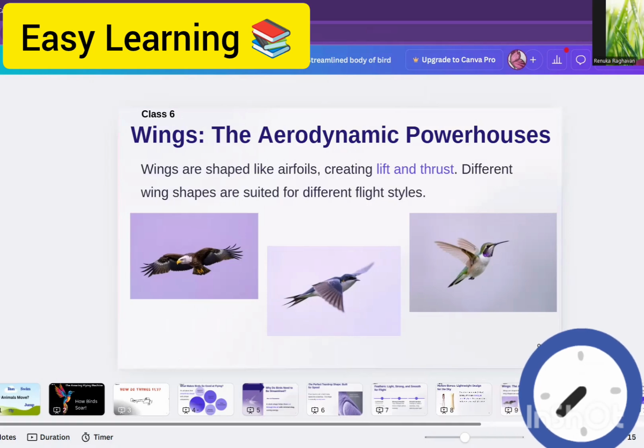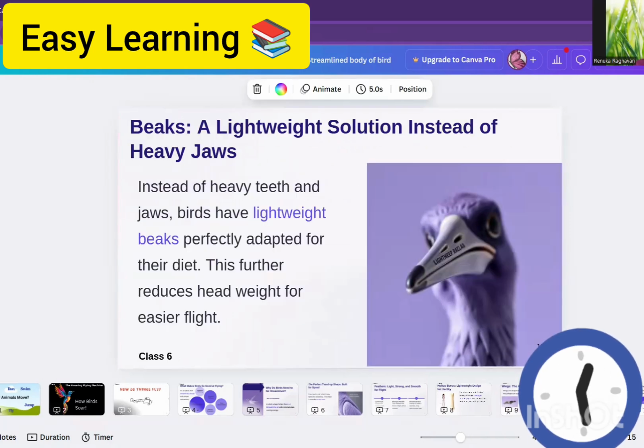And then the next part is the beak. This should be very light, because unlike other animals, they don't have teeth and jaws. They have the lightweight beak only. This beak is also helpful for them, because it reduces the head weight, so that it can make the bird fly in the air continuously, and reduces the head weight also for easier flight.